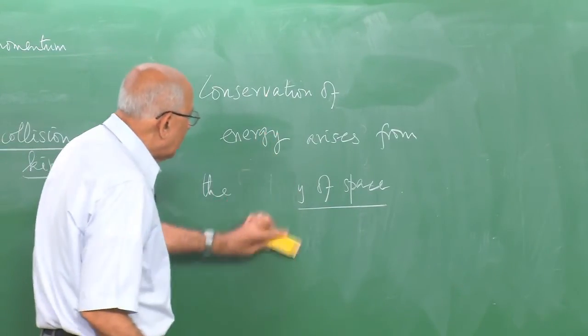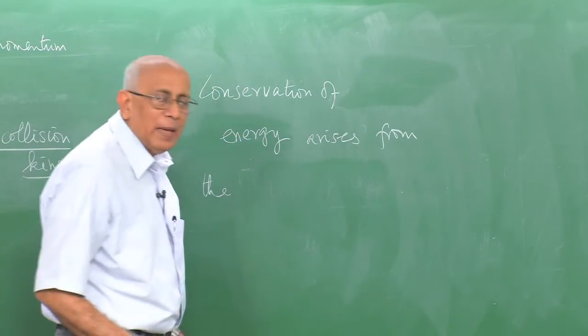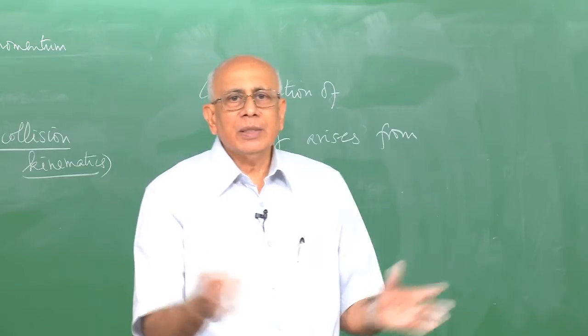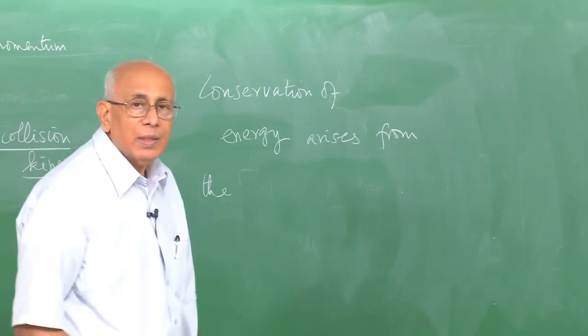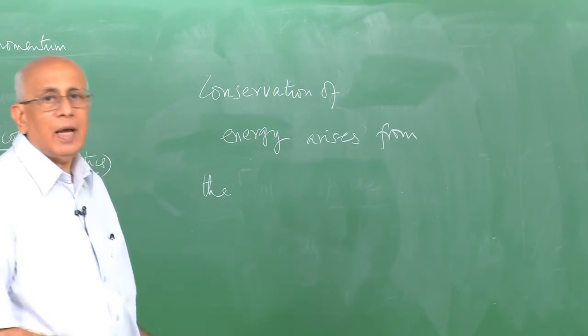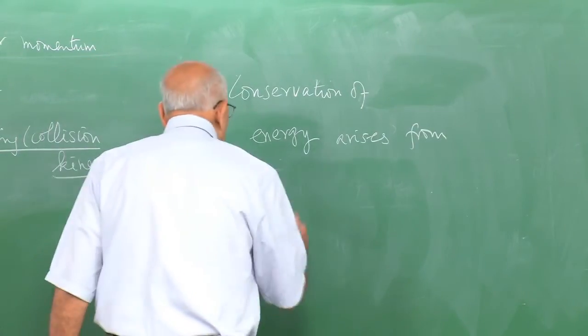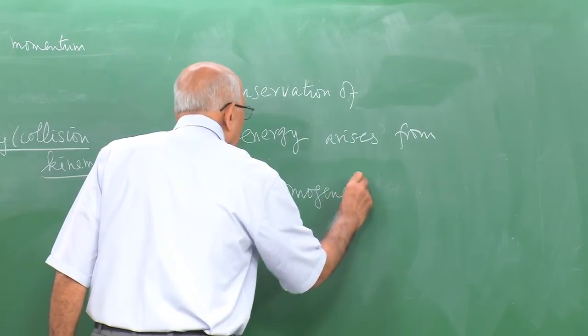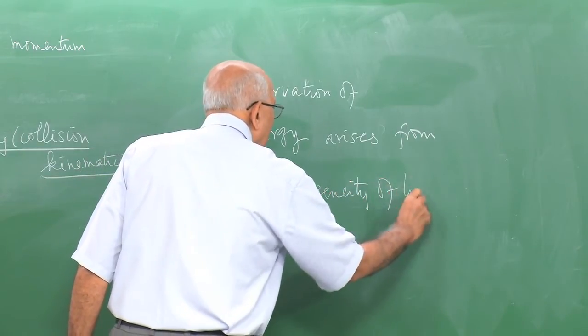Energy arises from, well, we've exhausted the isotropy of space, the equivalence of all directions in space, and we've exhausted the homogeneity of space. There's one more variable in dynamics, and that's time. So this arises from the homogeneity of time.